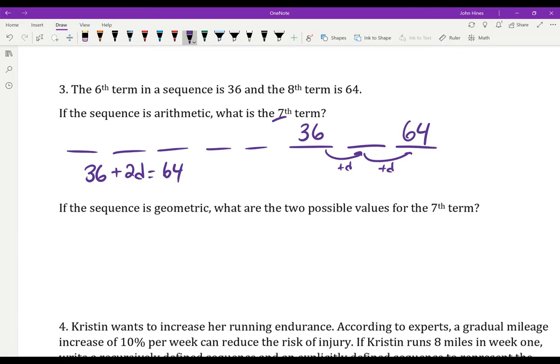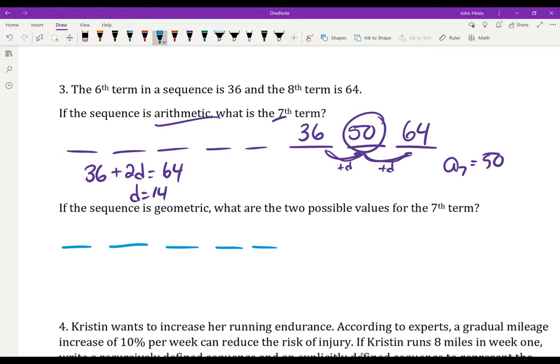Well, I can solve that. Subtract the 36 and then divide by 2. Gives me a common difference of 14. So the 7th term there would be 50. So again, drawing these pictures is important when we work with sequences, because I understand that each time I'm adding a common difference because I said it was arithmetic. But let's change it up now. What if it was geometric?